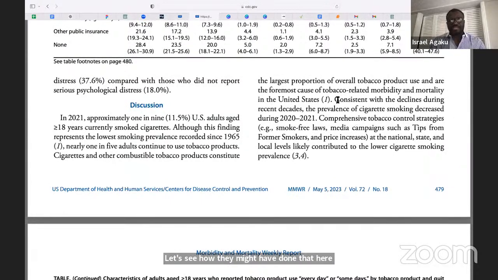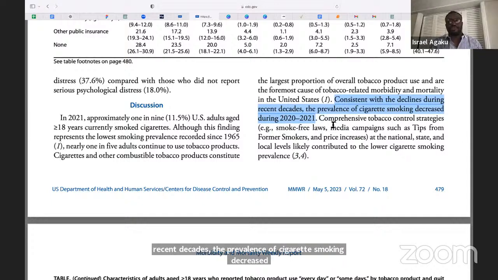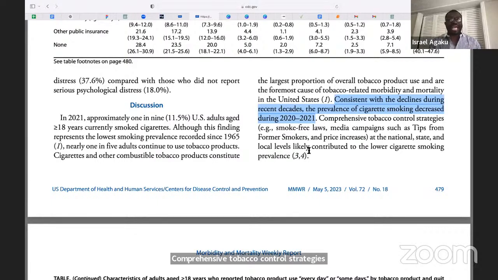So you see, consistent with the declines during recent decades, the prevalence of cigarette smoking decreased during 2020 to 2021. Comprehensive tobacco control strategies at the national, state, and local levels likely contributed to the lower cigarette smoking prevalence. So they have found a way to explain why they may have seen what they saw.